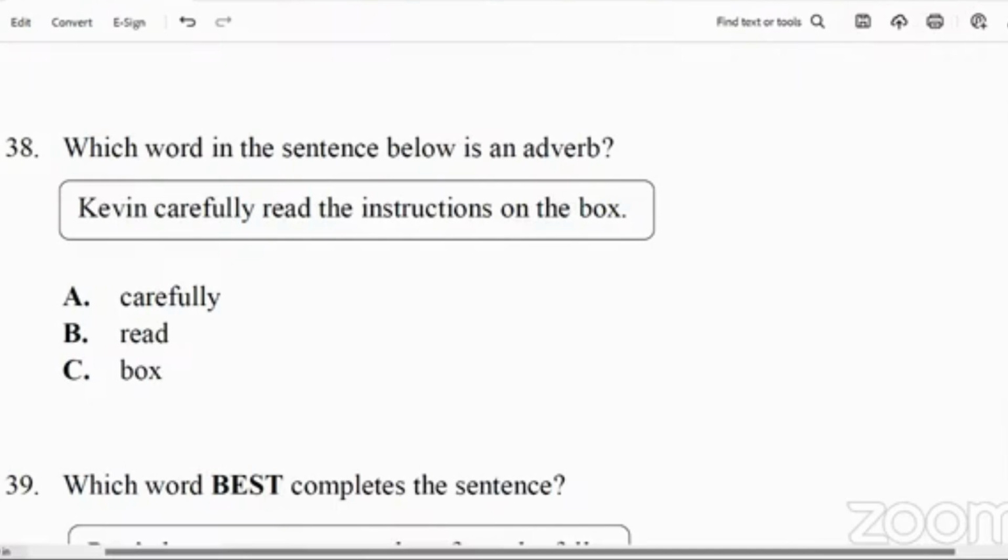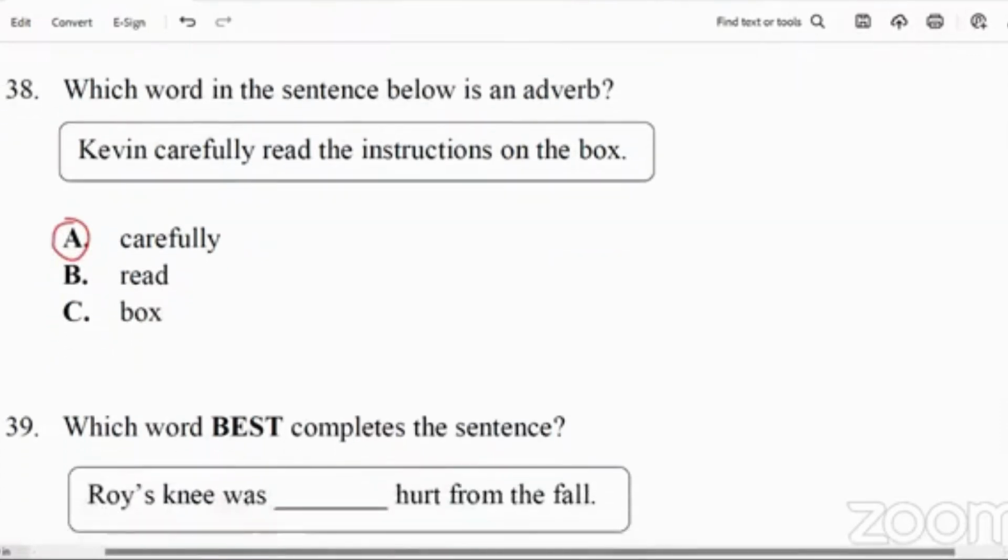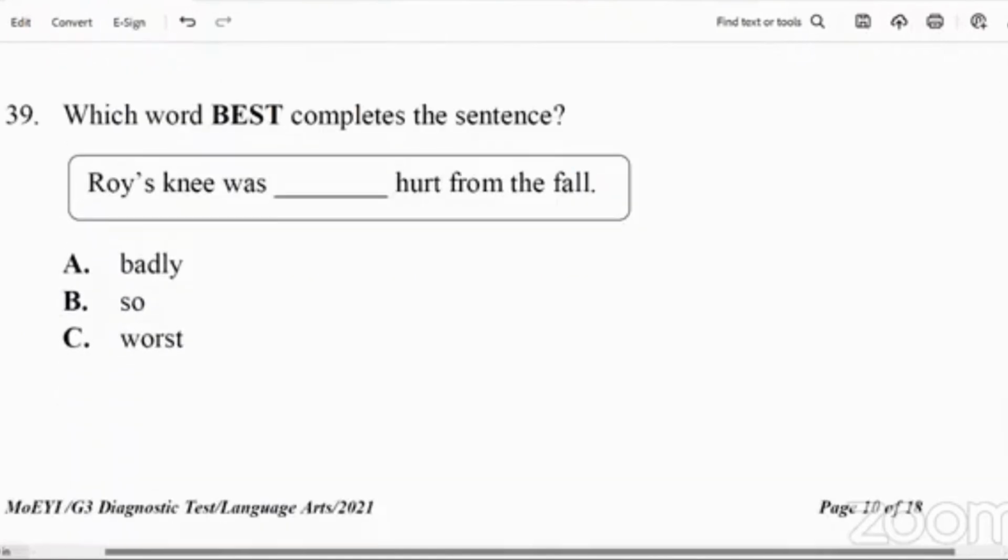What's an adverb? It's a word that usually describes either an adjective or a verb. I think for grade 3 students, we would say it modifies or describes the verb. So it tells us how the action is being done, and it's carefully reading. So the adverb would be carefully, and most adverbs end with ly. So on the safe side, if you see a word that ends with ly, then most likely it's an adverb.